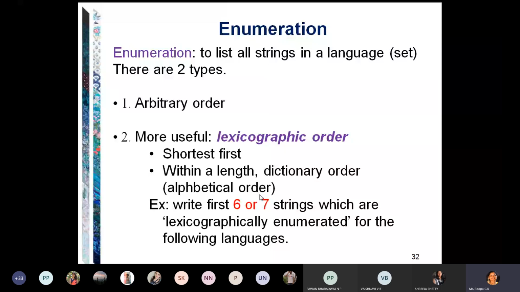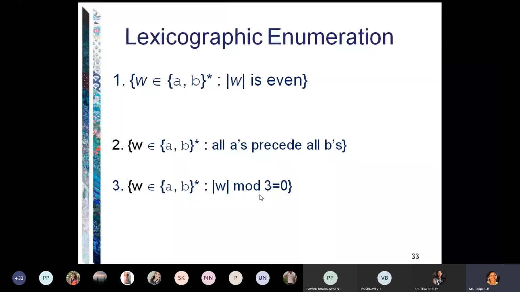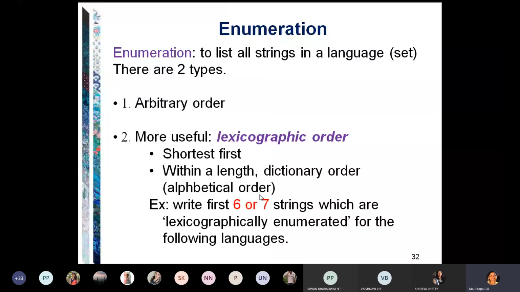Okay, now directly we will go for the problem solution. This one, take down the answers I will give you. But think first, write the question. Write the lexicographic enumeration. Okay, the question is given here. Write the first 6 or 7 strings which are lexicographically enumerated for the following languages. Shall I move the slide?